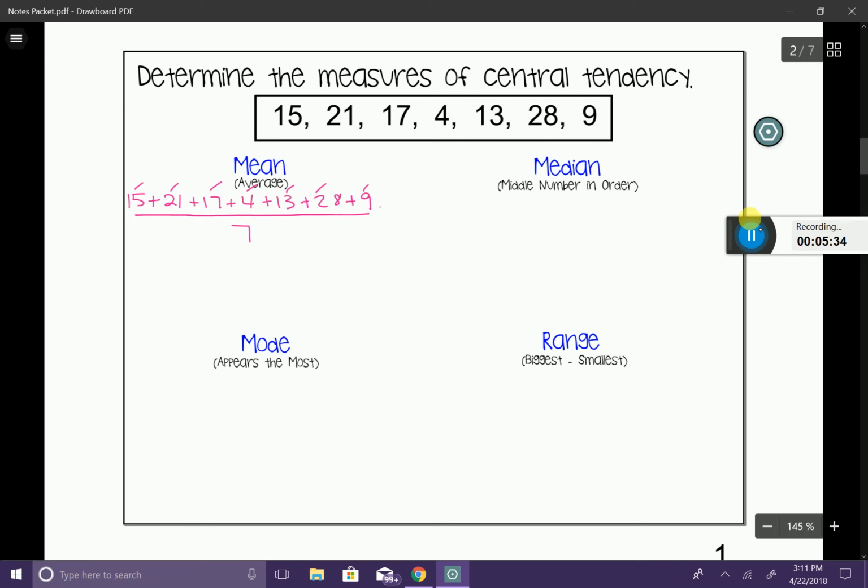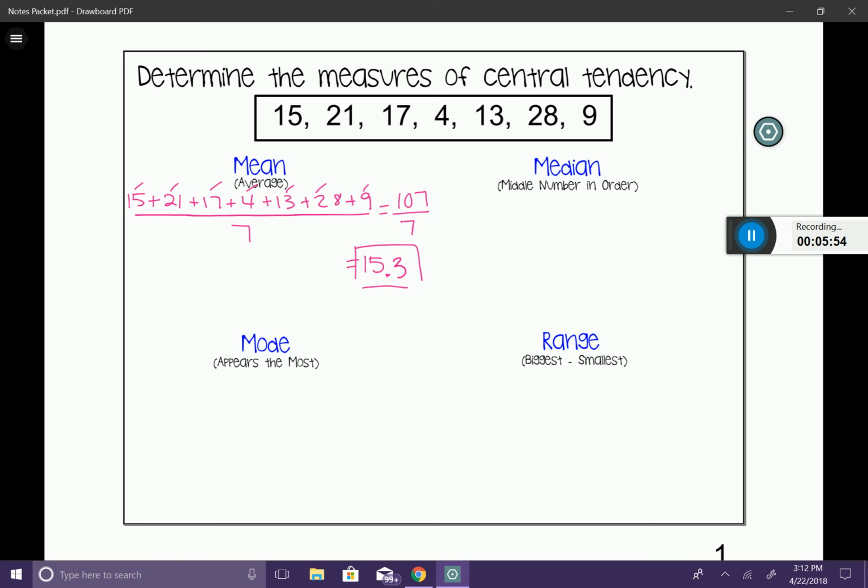Okay, when I add them all up, I get 107, and I'm going to divide that by how many digits there actually are, and that's going to give me a mean of about 15.3. We'll round it to the 10th place. And I know that the mean is not necessarily one of our digits in our data set, but that's okay. This is where the mean is located within this data set.